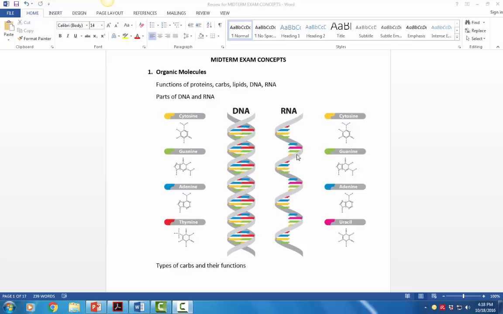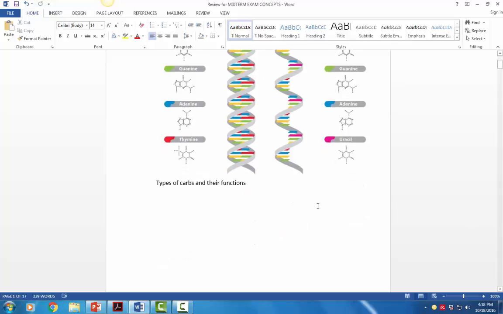RNA is single-stranded, contains most of the nitrogen bases we see in DNA, except that instead of thymine, RNA includes uracil. And RNA, remember, participates in transcription and translation. We have messenger RNA for transcription and transfer RNA for translation. And DNA is found in the nucleus, stays in the nucleus, and again forms chromosomes and comprises what we call the genetic code.